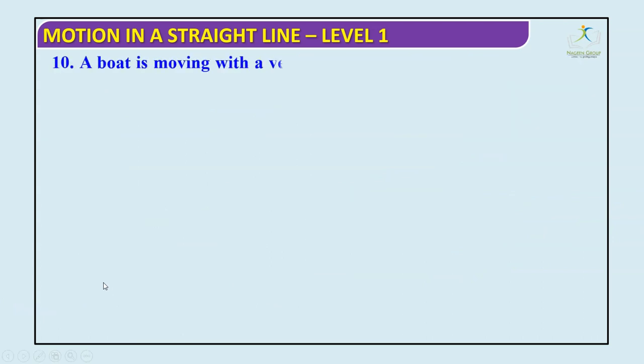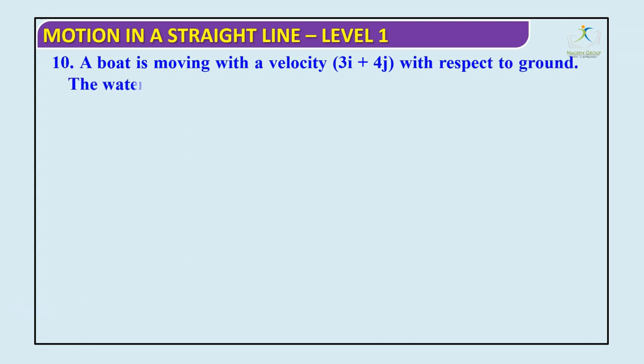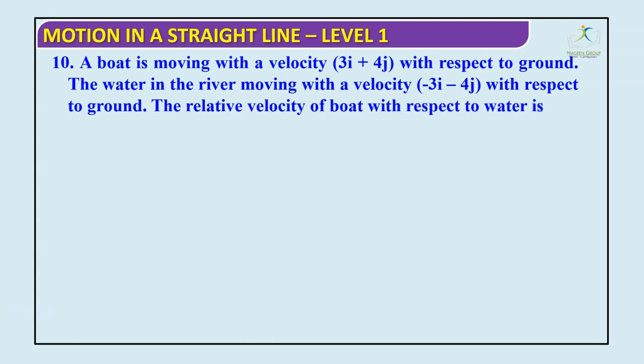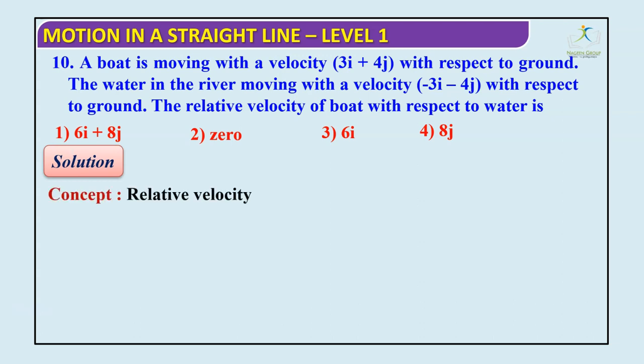Question number 10: a boat is moving with a velocity 3i cap plus 4j cap with respect to ground, in water in the river. The water is moving with velocity minus 3i cap minus 4j cap with respect to ground. The relative velocity of the boat with respect to water is: 6i cap plus 8j cap, 0, 6i cap, or 8j cap. Now let's move on to the solution part.